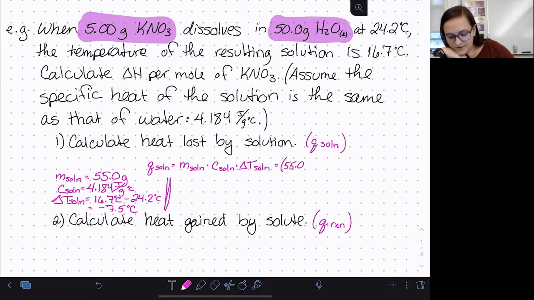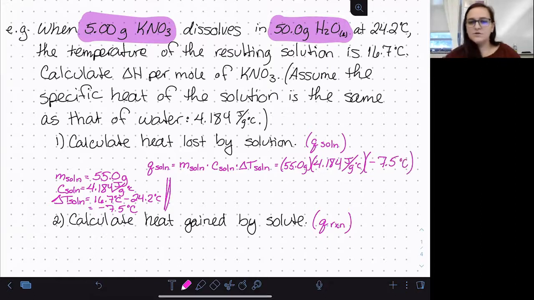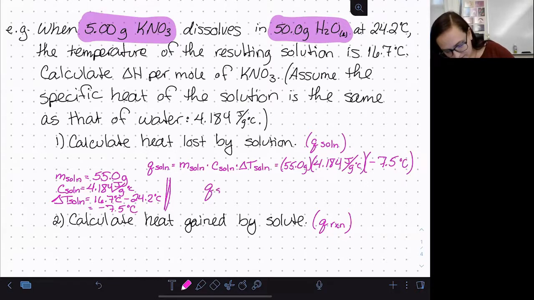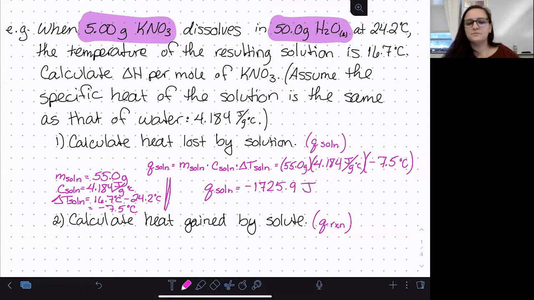So the total mass of our solution was 55 grams. We're using a specific heat of 4.184. And we know the temperature of that solution dropped by 7.5 degrees Celsius. So this gets us a value of Q of negative 1725.9 joules. So that's telling us that the solution lost 1725.9 joules of energy that was absorbed into the solute particles themselves as they dissolved.